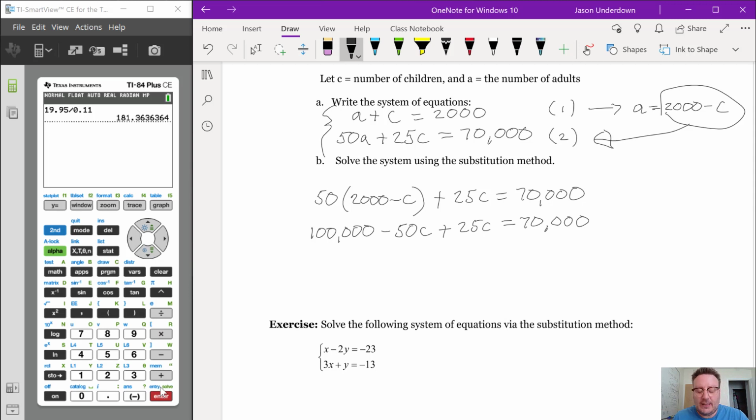Let's see, I can combine the C expressions together into negative 25C, and I'm going to subtract 100,000 from both sides. 70,000 minus 100,000 is negative 30,000. So I get C is equal to negative 30,000 divided by negative 25.